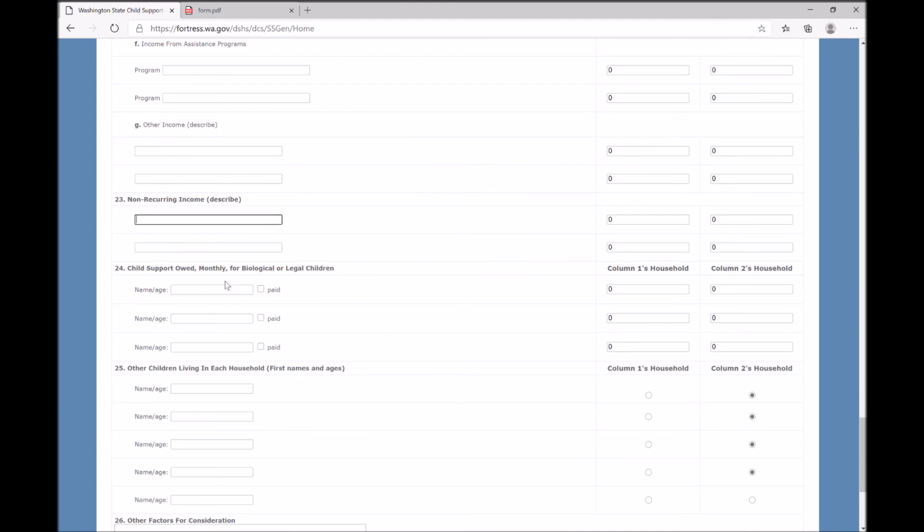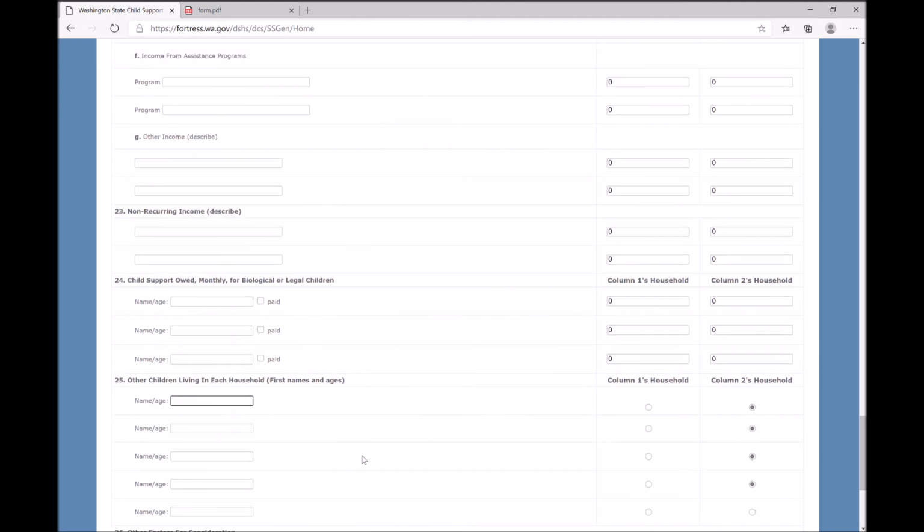Child support owed, other children living in each household. This becomes important if one parent has, say, if the dad has remarried and now his new wife has 3 kids from her previous marriage, or maybe they have three additional kids together, then the father has a significant number of kids living in his household as compared to the mother. And again, that becomes a consideration because that is not included in any of the fields we entered above. So that becomes a consideration if the father is asking for a deviation.